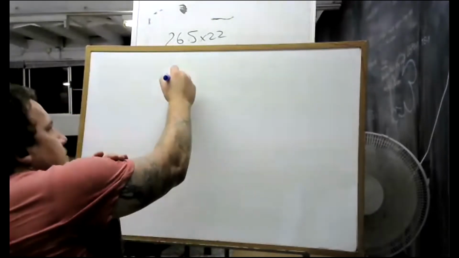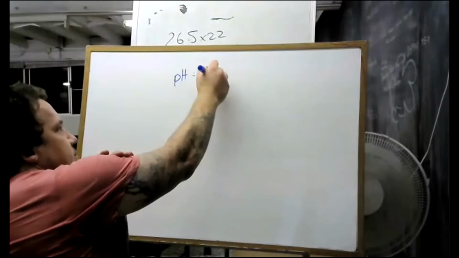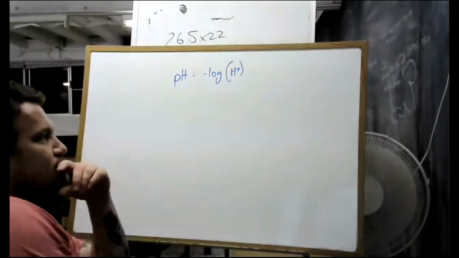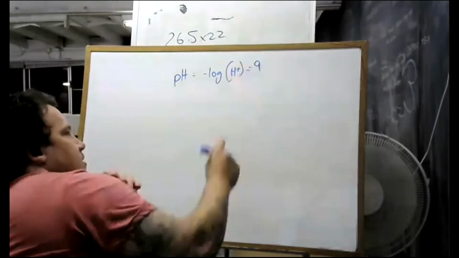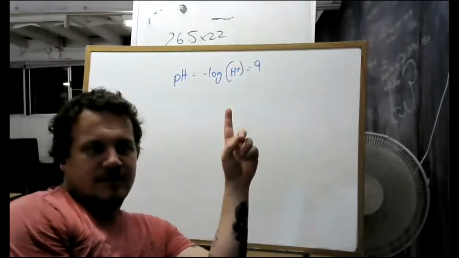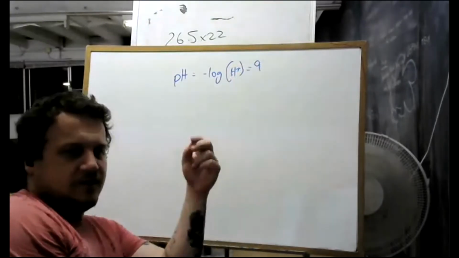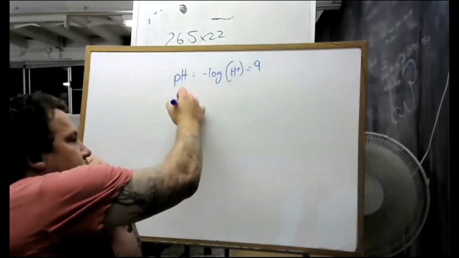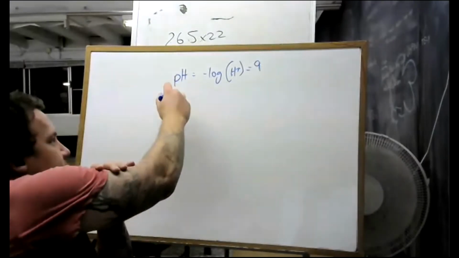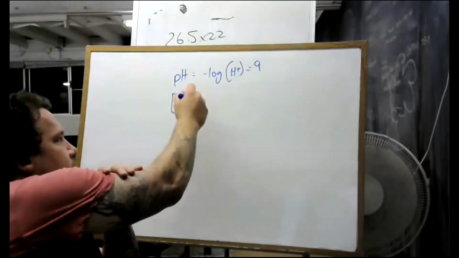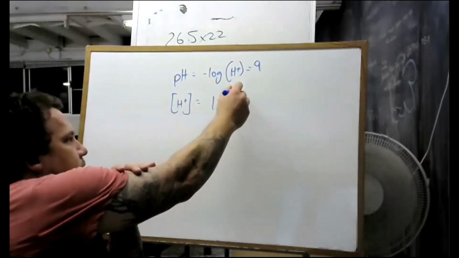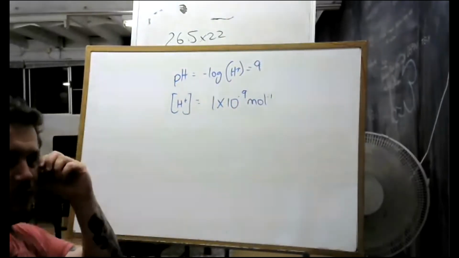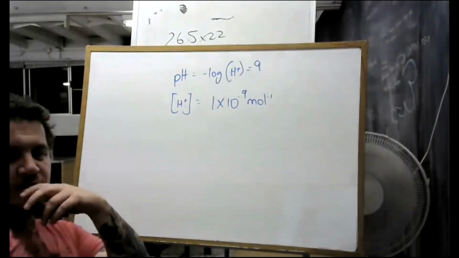So pH is the minus log of H plus. We know that to be 9. We can convert that into the H plus concentration. So the H plus concentration in this case, who remembers the Kw of water or the ionic product of water?